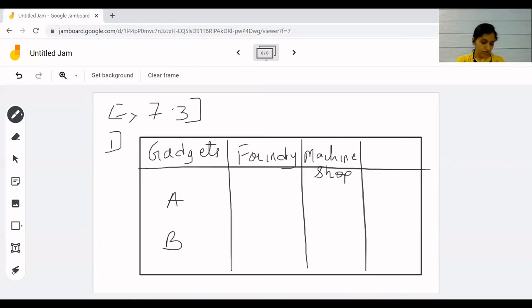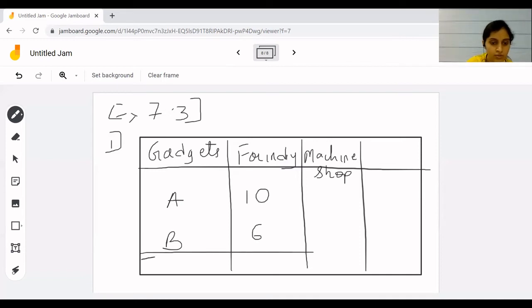Now, a manufacturing firm produces two types of gadgets, A and B, which are first processed in the foundry and then sent to a machine shop for finishing. The number of man-hours of labor required in each shop for production of A and B, and the number of man-hours available for the firm are all as follows. So, in the foundry, gadget A requires 10 hours and gadget B requires 6 hours. The total availability of the foundry, okay?